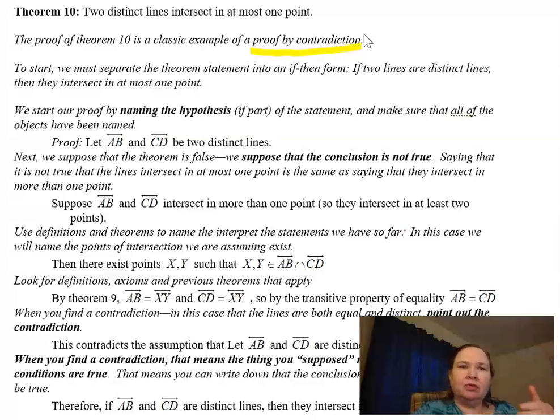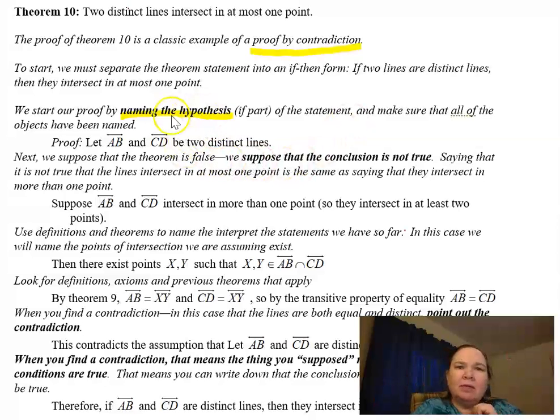So the first thing you do in this proof, and in pretty much every proof, the very first thing you do is you name the hypothesis. That's the if part. In this case, how it's phrased, that's not super obvious, but my if part is: if I have two distinct lines. It's the part that comes before the verb intersect. I am given that I have two distinct lines.